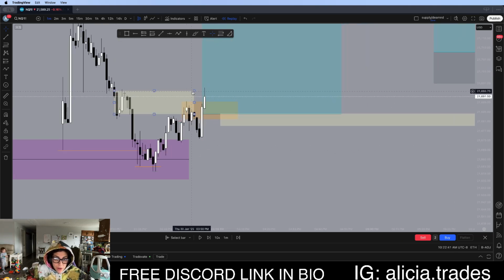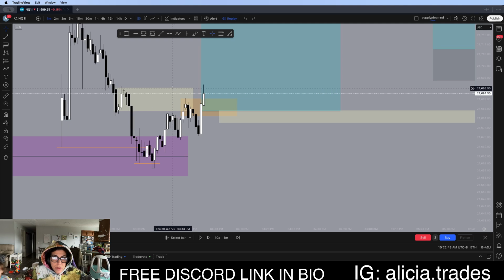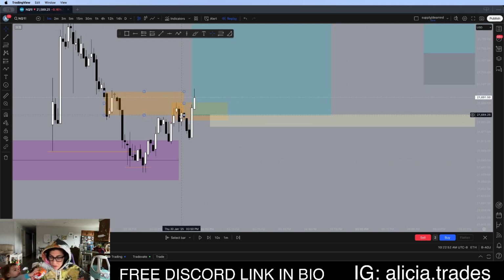Oh, we got another one right here. Okay, this zone is no longer valid. It's not a fresh zone. We'll keep it up just for your guys' eyes' sake. So this is considered a breaker. We have a zone right here.